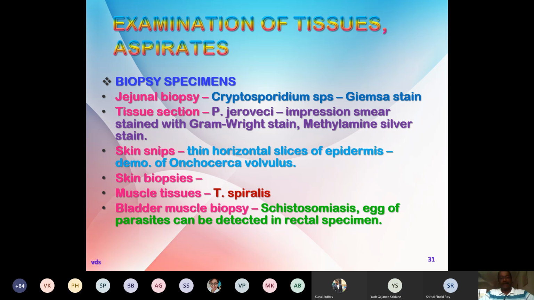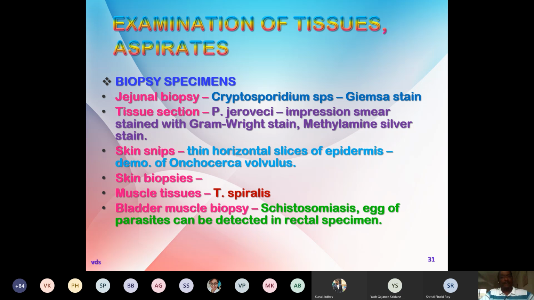Skin snips can be collected, particularly with respect to Onchocerca volvulus, which causes infection of the eyes, giving rise to onchocercoma. Skin biopsies can be collected. Muscle tissue, particularly with respect to the tissue parasite Trichinella spiralis, which causes a cyst inside the muscles. And then bladder muscle biopsy can be collected for schistosomiasis, eggs of parasites.